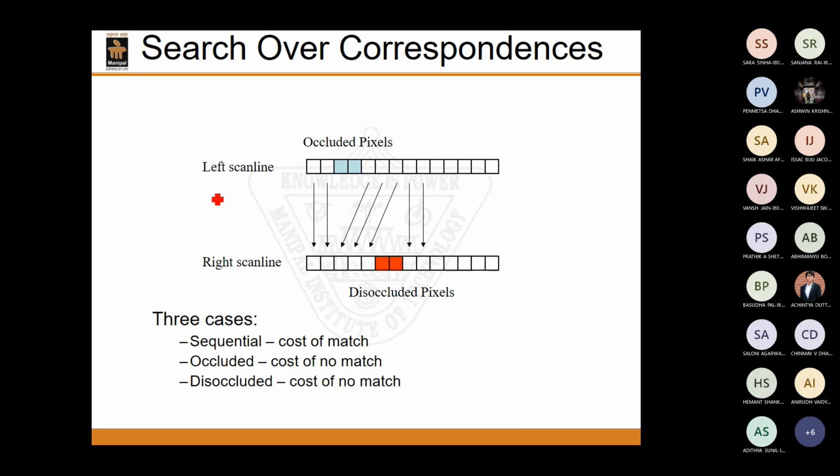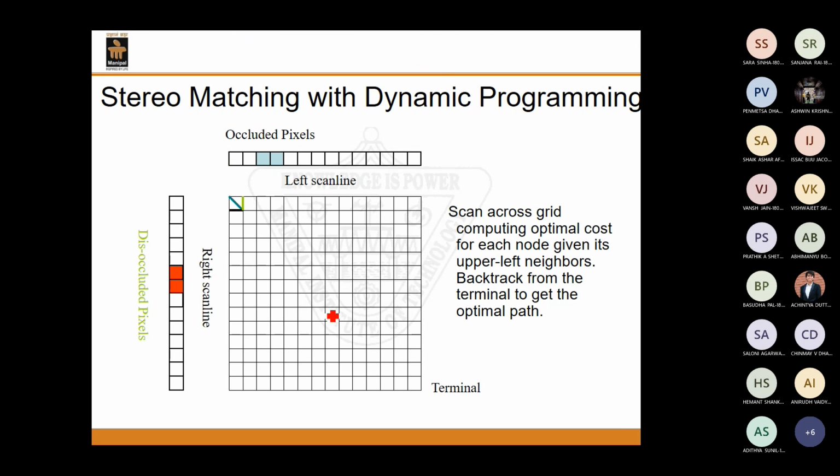As I said, you have the left scan line and the occluded pixels here. For the right scan line, the same pixels are called the disoccluded pixels. So for dynamic programming, we try to create a path whose route is decided depending upon the pixel pair combinations, and we try to find the most optimal path present between the two images. That optimal path will give us all the occluded pixels as well as disoccluded pixels.